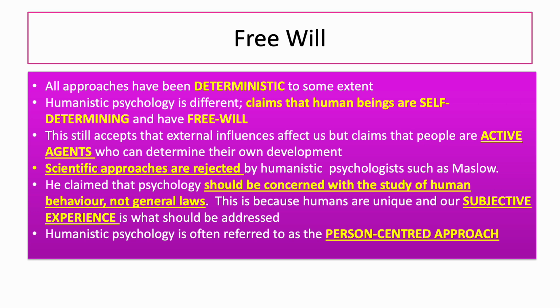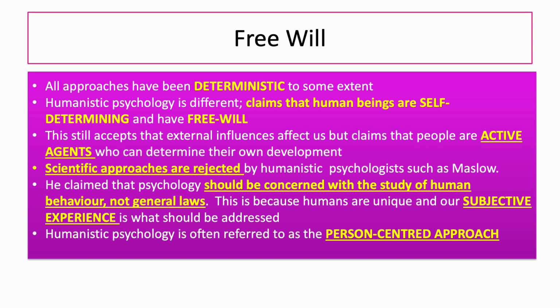active agents and we can determine our own development, whether we're going to let these hormones affect our behaviour on a day-to-day basis. They also reject scientific approaches, and to be free will, they have to take a non-deterministic viewpoint. So this idea that you can pinpoint a specific cause to a behaviour, but actually they reject that because they consider the role of free will and that every individual makes their own choices.